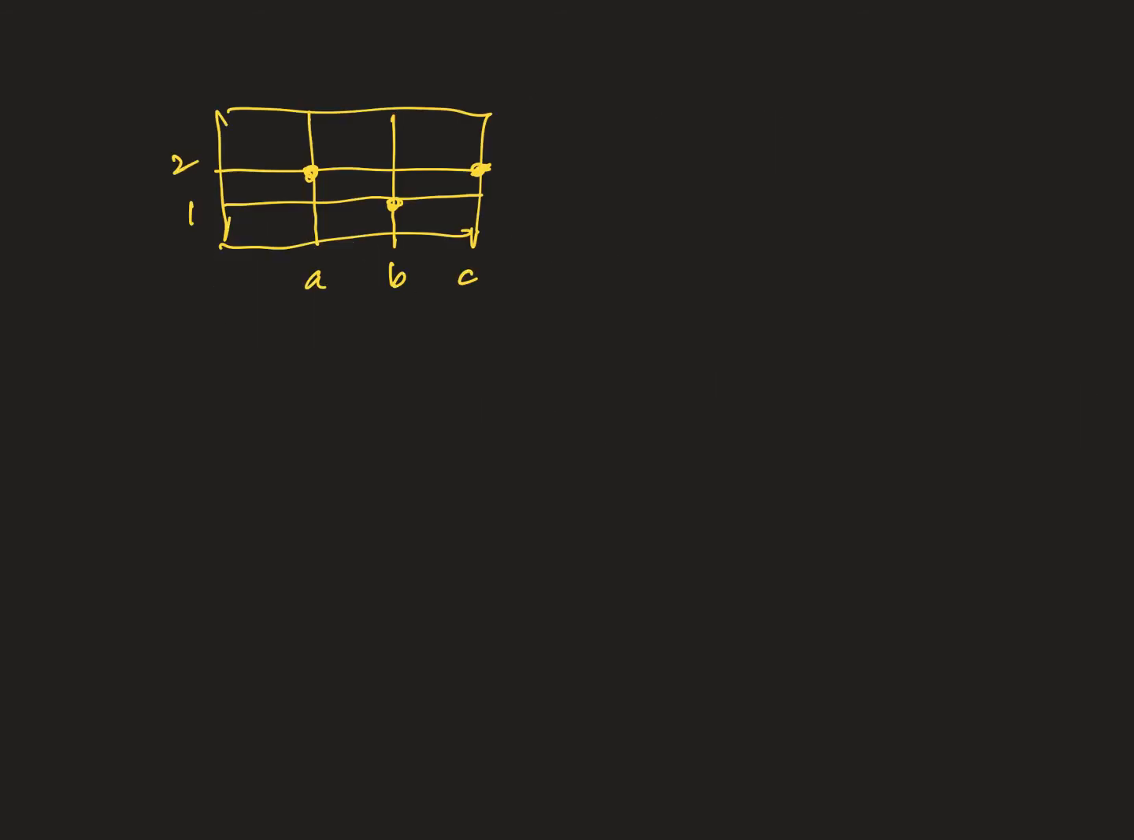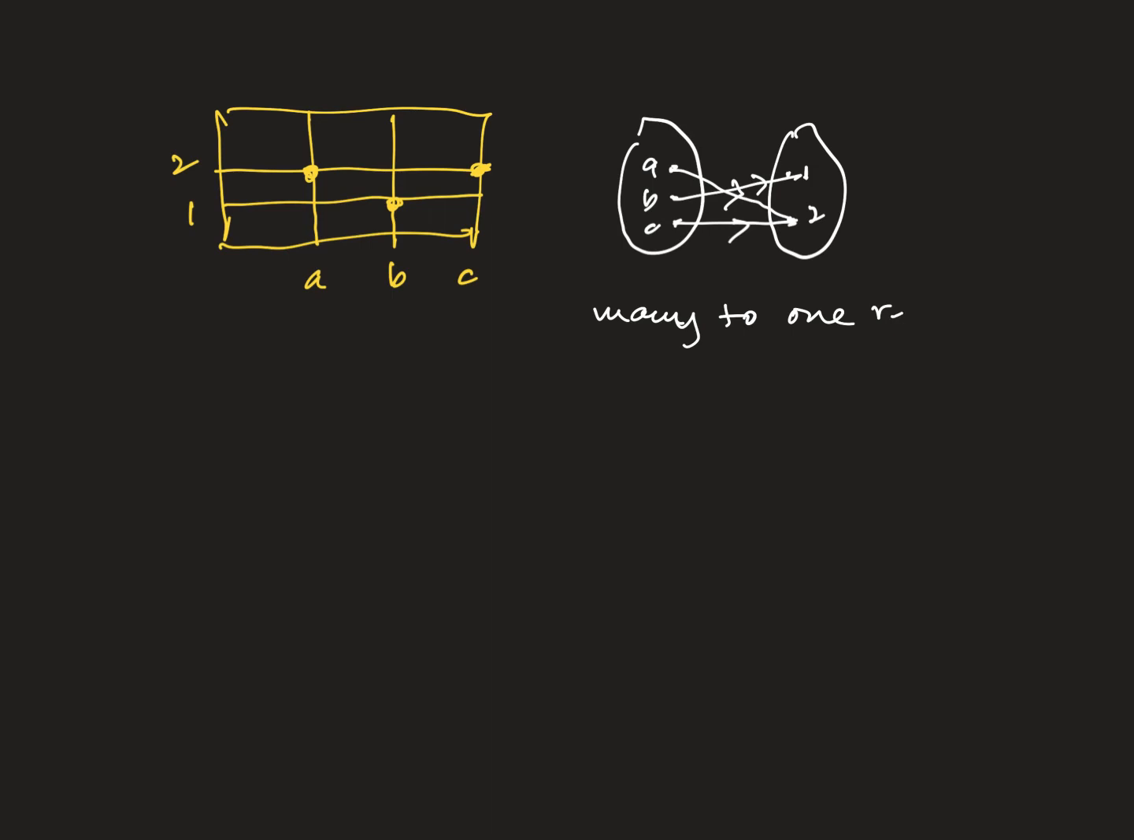Now let's find out what type of relation it is. If we put it in an arrow diagram, we get A, B, C as the objects, and 1, 2 as the images, where A maps to 2, B maps to 1, and C maps to 2. So from here we can see that this is a many to 1 relation.